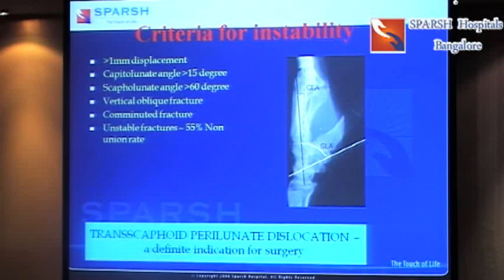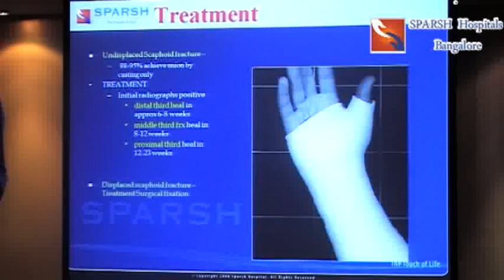This will come more in when you talk about carpal instability. So if you see an unstable fracture, the non-union rate is almost 55%. So unstable fractures come into this category: more than a limited displacement, angulation, vertical oblique fracture, comminuted fracture, they all come under unstable fracture.